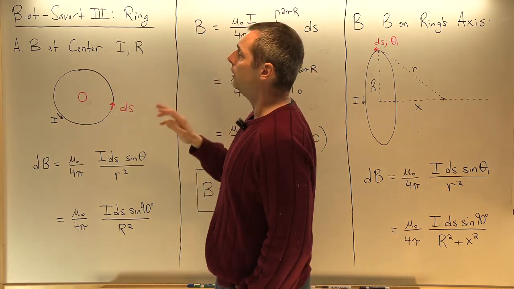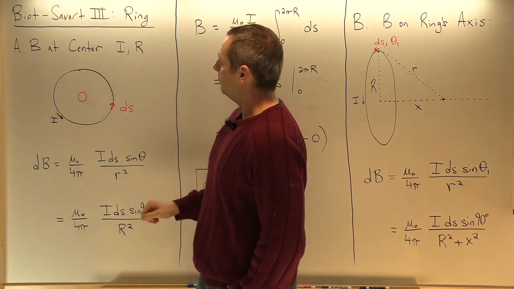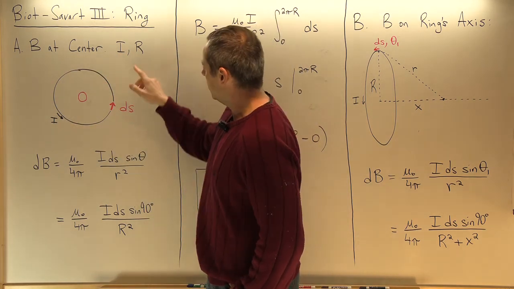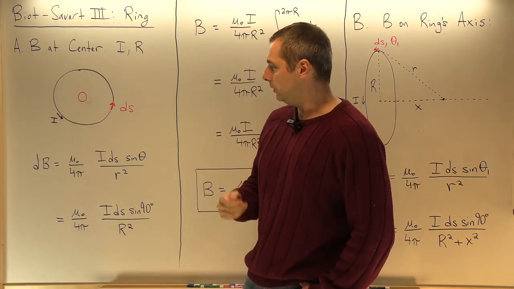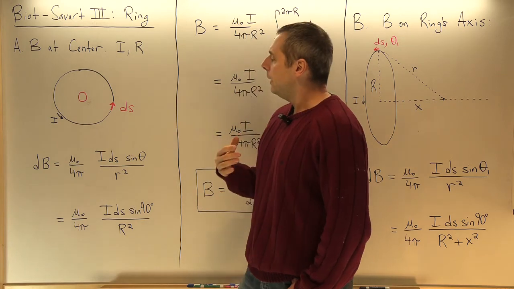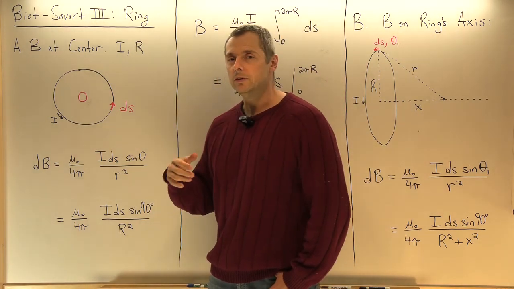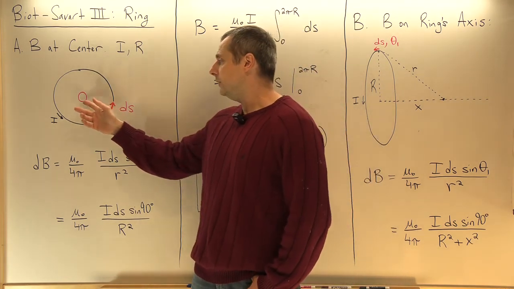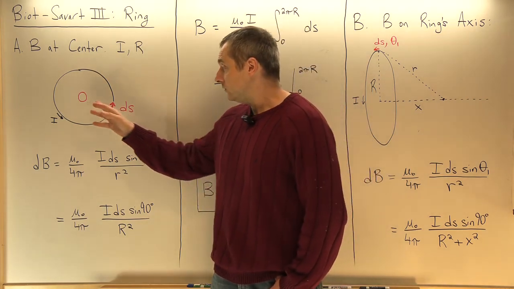Biot-Savart law 3, the ring of current. A, find the magnetic field at the center. We've got a current I as indicated here, and this ring has a radius of capital R. So we use the Biot-Savart law. Here it is written out as an expression, but first, before we move on, we need to figure out the direction of the magnetic field from right-hand rule number 1.